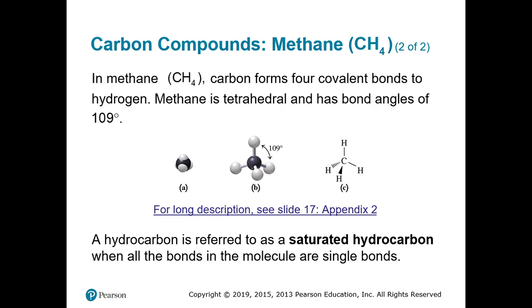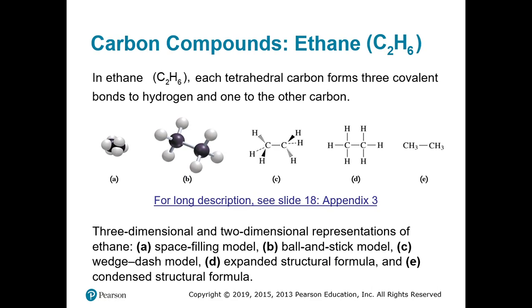Now, methane has 4 covalent bonds and it is a tetrahedral structure, and bond angles are 109 degrees, which is shown here with the ball and stick model as well as the expanded structure. It is referred to as a saturated hydrocarbon because all the bonds present in methane are single bonds, or sigma bonds.